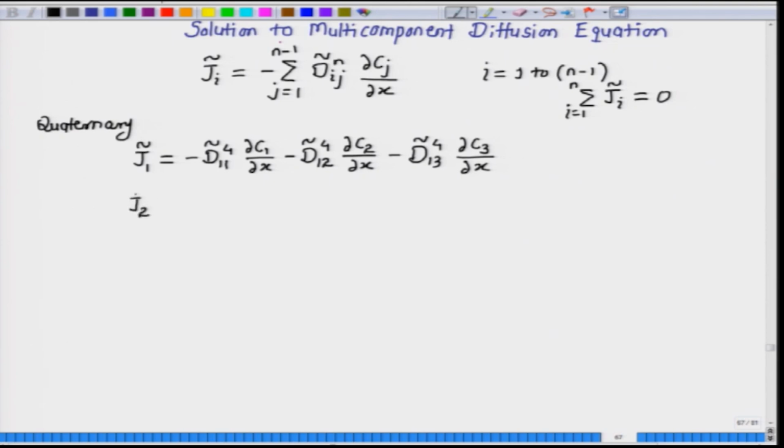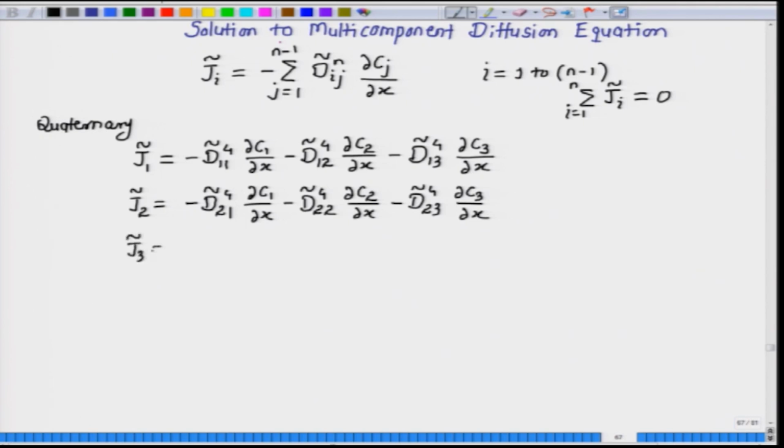Similarly, the flux of component 2, J 2 tilde, is equal to minus D 21 tilde 4 dou C 1 by dou x minus D 22 tilde 4 dou C 2 by dou x minus D 23 tilde 4 dou C 3 by dou x, and the third independent flux J 3 tilde is given as minus D 31 tilde 4 dou C 1 by dou x minus D 32 tilde 4 dou C 2 by dou x minus D 33 tilde 4 dou C 3 by dou x.